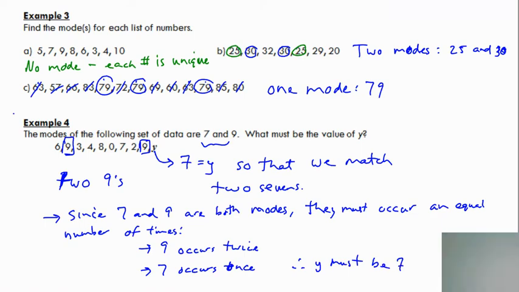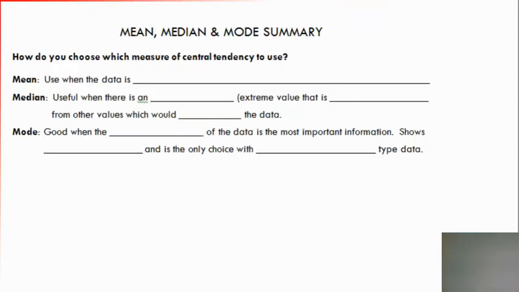All right, very good. So we have one other summary page for mean, median, and mode, and then a quick little activity we can try together. Maybe you try it ahead of me, but here we go. So, how do you choose which measures of central tendency to use? Well, here's a nice summary to help you out.